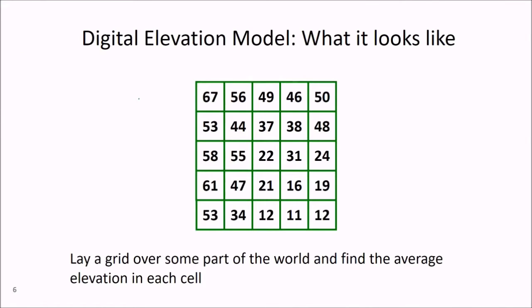This is the digital elevation model, what it looks like. We just lay a grid over some part of the world and find the average elevation in each cell. One cell represents a grid. This grid of one cell represents an elevation value. You can call it elevation, you can call it height, you can call it altitude.